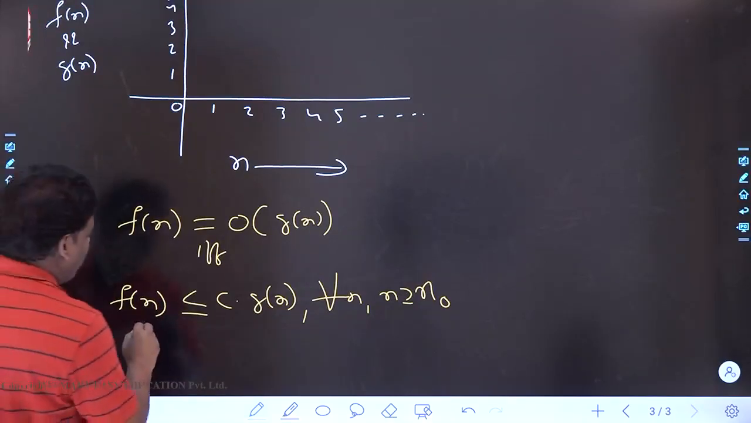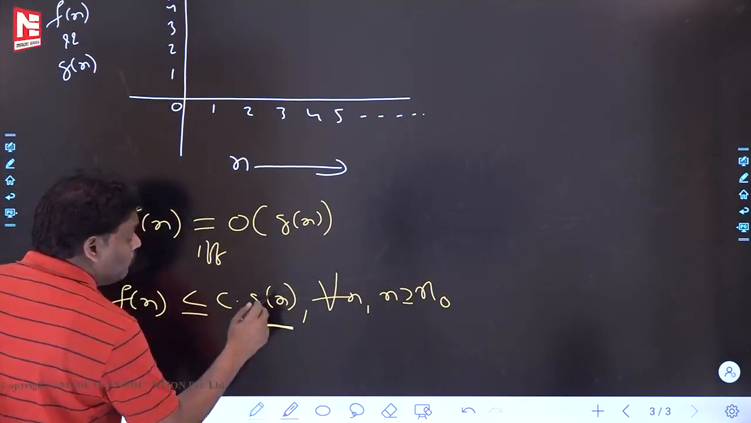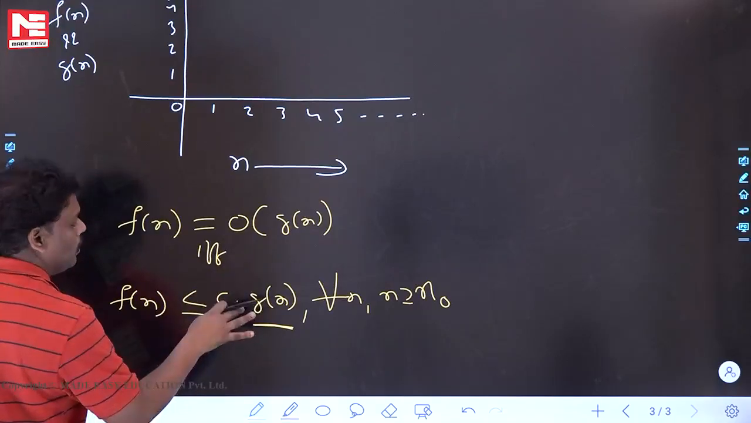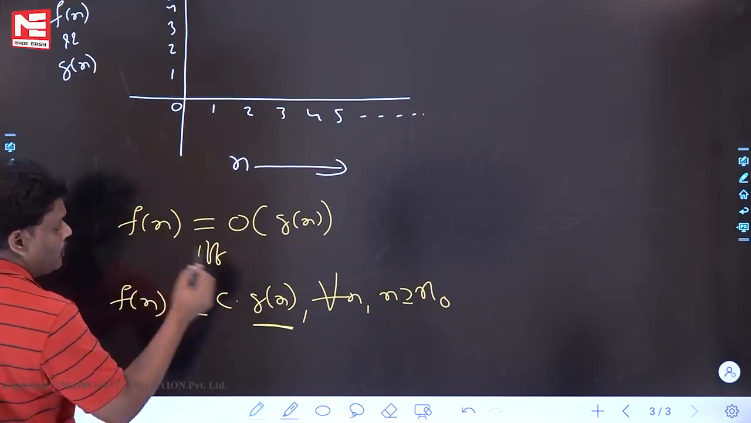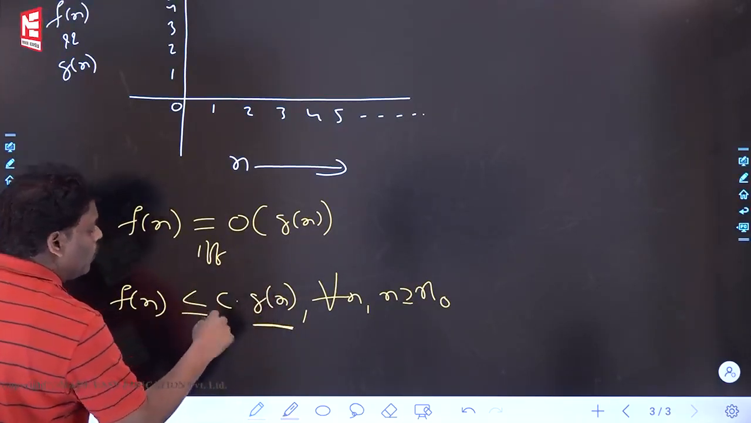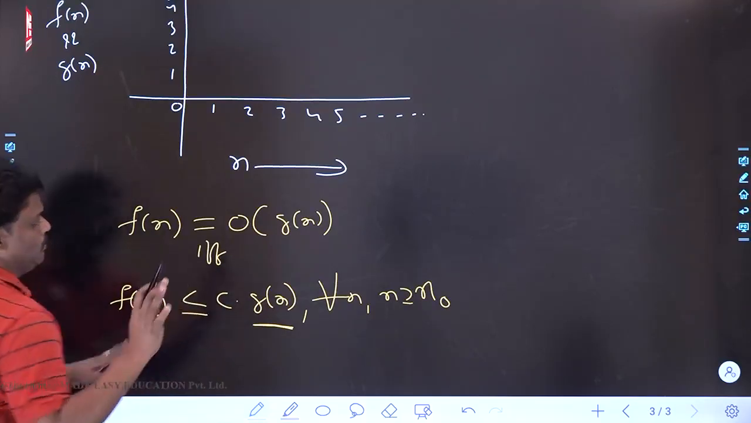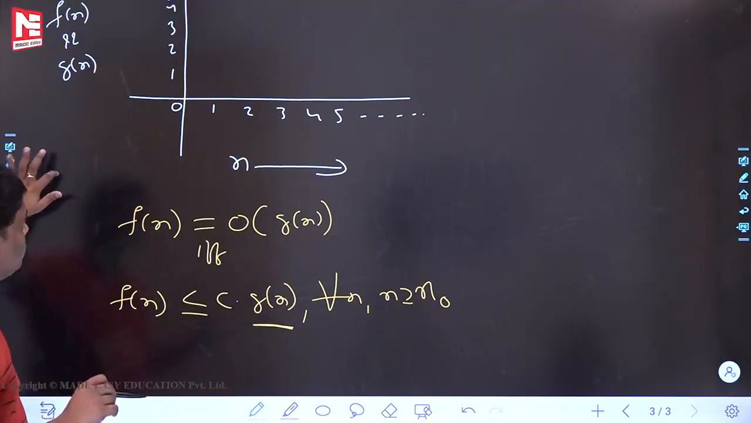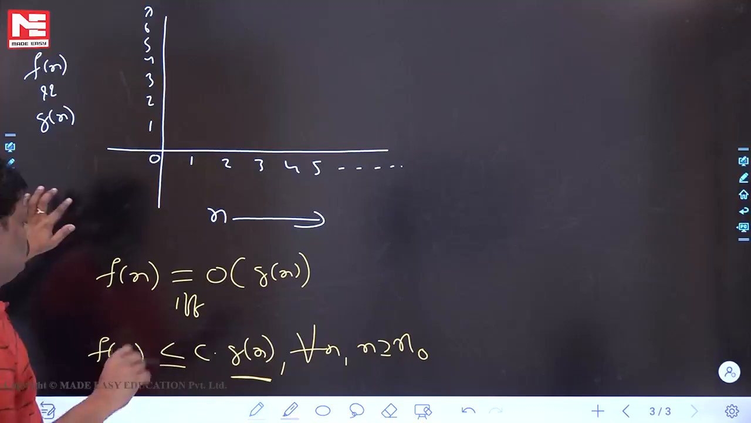What is the meaning? Comparing f of n and g of n, g of n will be bigger or equal, right? By taking c's help. That is what the definition is saying. Same thing I will replicate here, I will write the same thing.